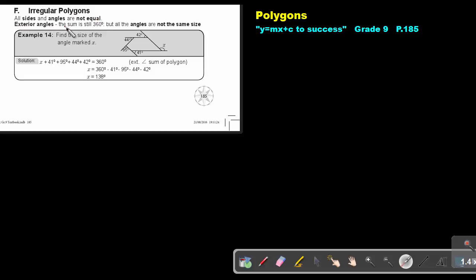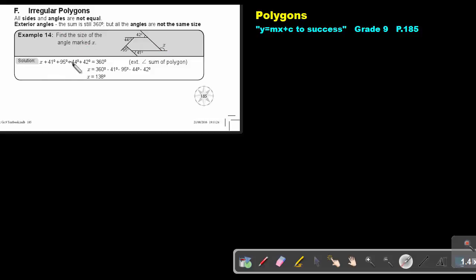Exterior angles, but the sum is still 360. But all the angles are not the same size. But if you add it up, you will still get 360. So let's look at example 14. Find the size of the angle marked X.